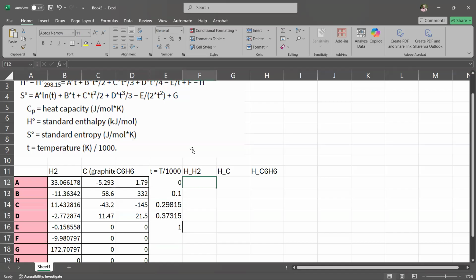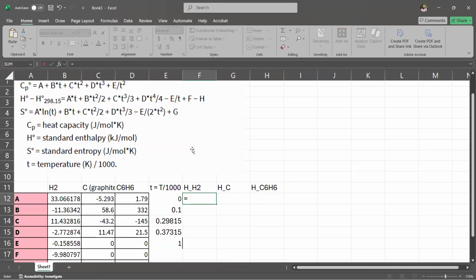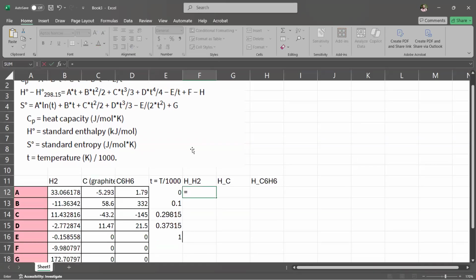And to calculate the enthalpy, all we have to do is just write an equation using our coefficients. So we take equals. We'll start with H2, right? We have A times T. So we're going to take the A constant, which is B12. You guys don't know what these dollar signs are? What this means is that if I drag this over, it's going to change the B to a C, right? For graphite, it's going to move this over here. But it's not going to change the value. So that keeps it constant at 12.